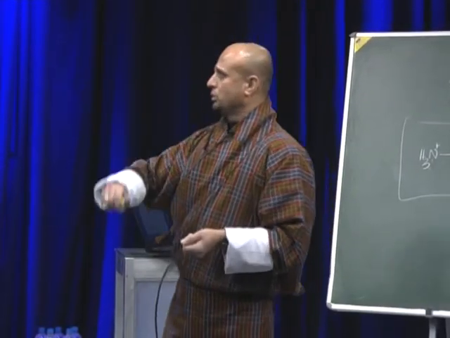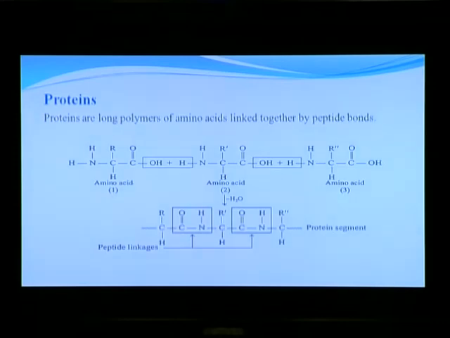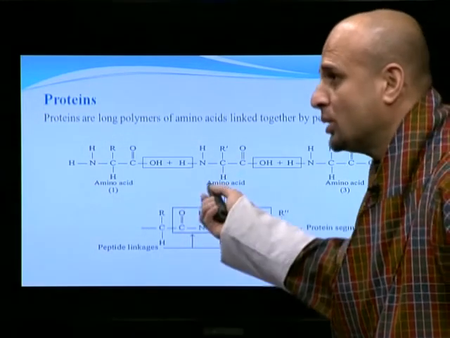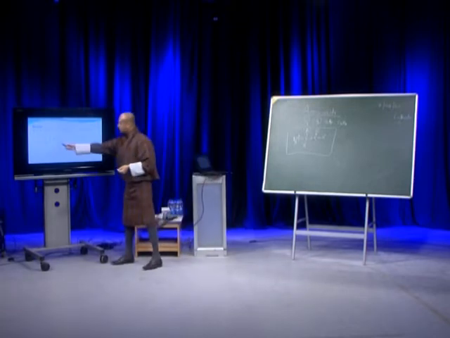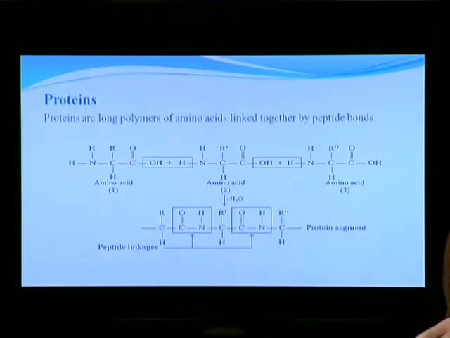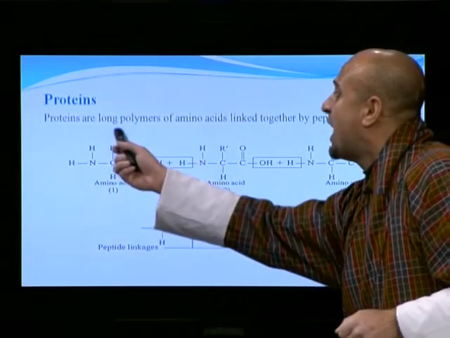So now we are looking at proteins. Proteins are long polymers of amino acids which are linked together by peptide bonds. So we have seen how peptide bonds are formed. Now you can see here one amino acid and another amino acid. Here we have taken general amino acids because we have not specified R.